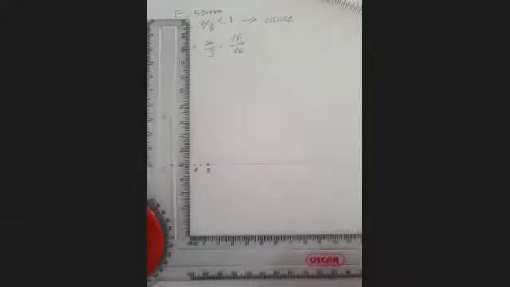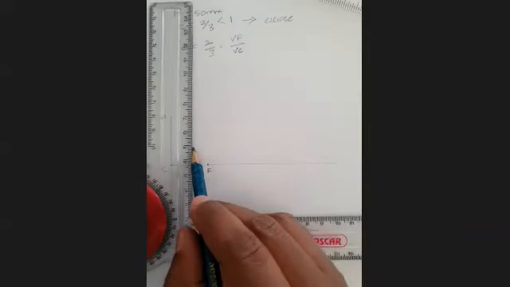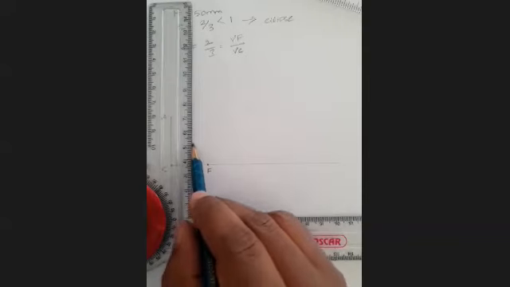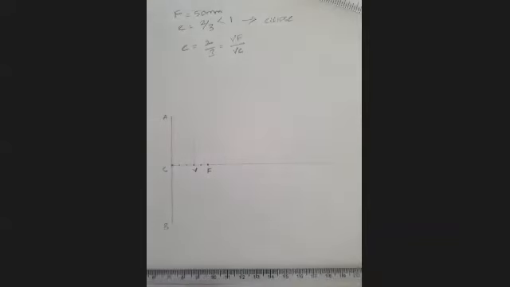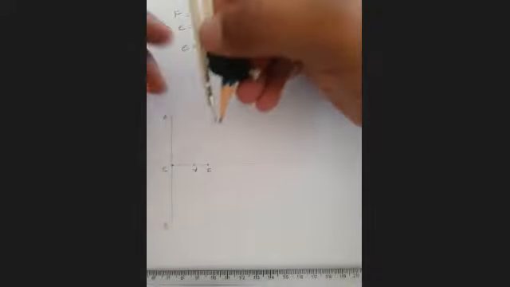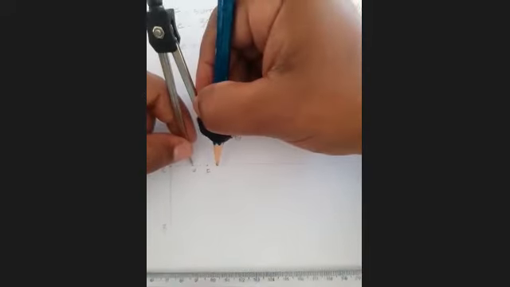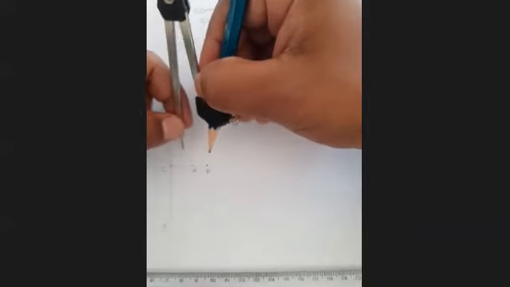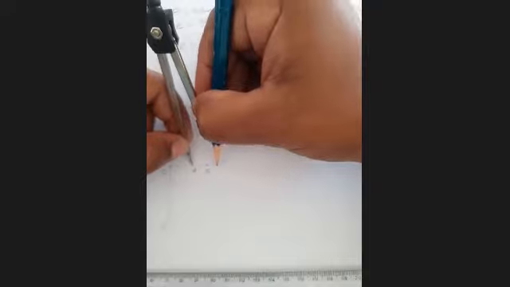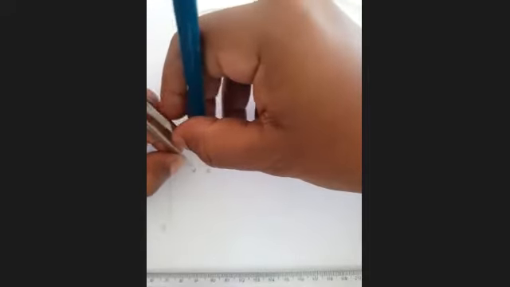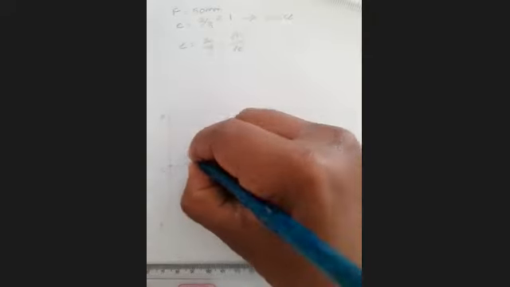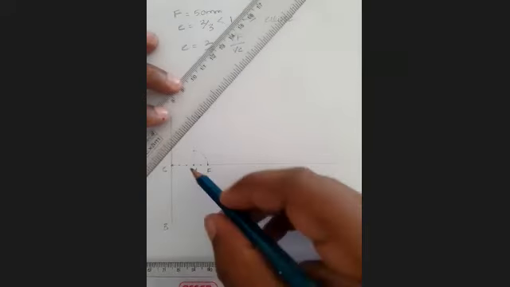Now at V, you draw a vertical line of any length. Now take compass, take V to F as radius, draw the arc. So wherever this arc cuts your straight line through the vertex, you name that point as E.